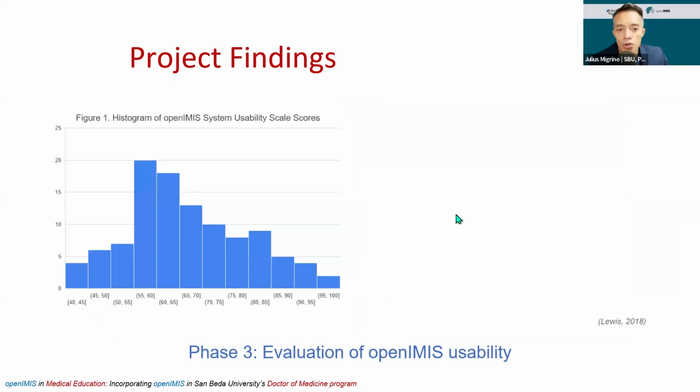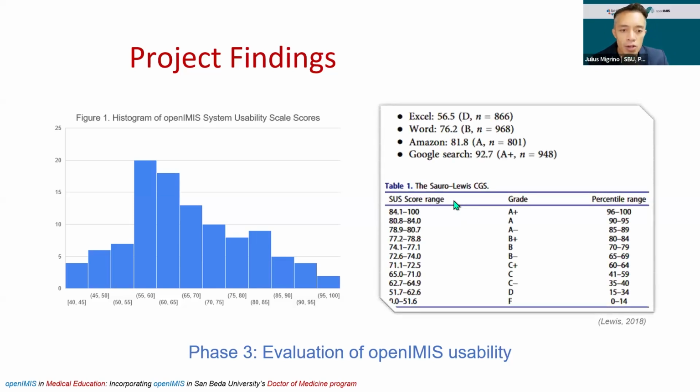Now, the average openIMIS SUS score from the participants is about 68. This is a score of 68 out of 100 from the SUS scoring system. This suggests a letter grade of C and a percentile range between 41 to 59, according to a study by Kortum and Bangor in 2013. Now, I know you don't really know what those numbers mean, but for reference, Microsoft Excel has a score of 56.5 and a letter grade of D.